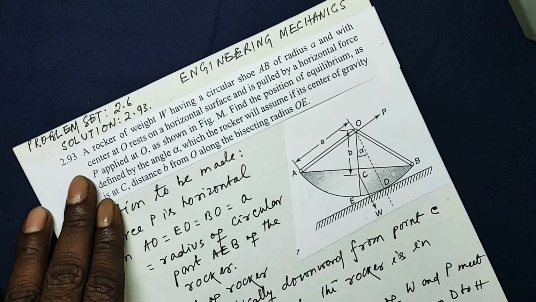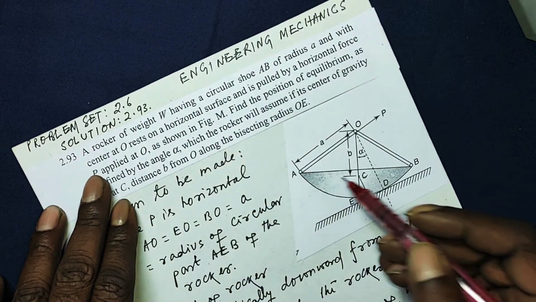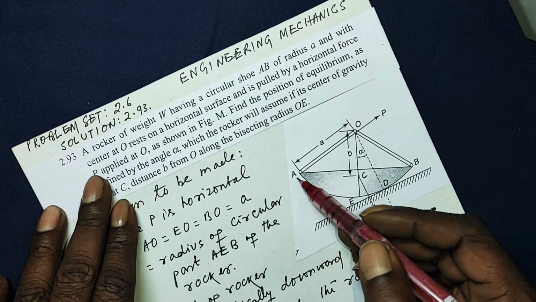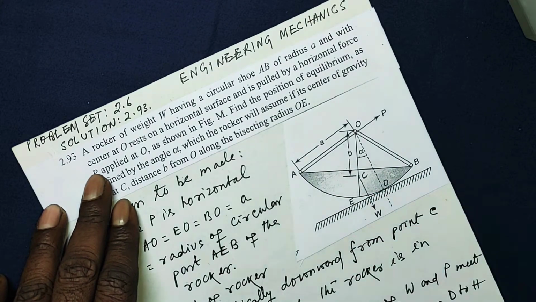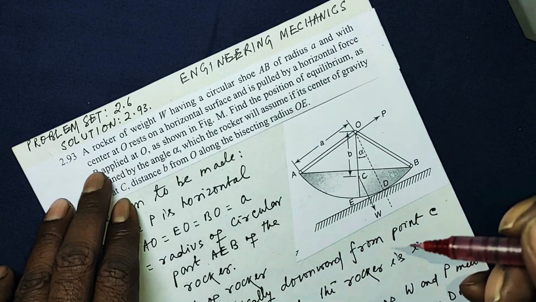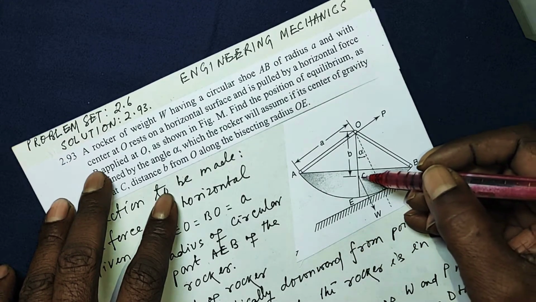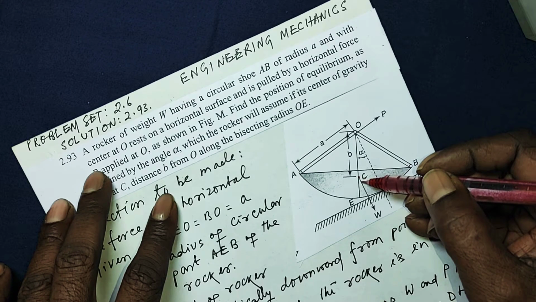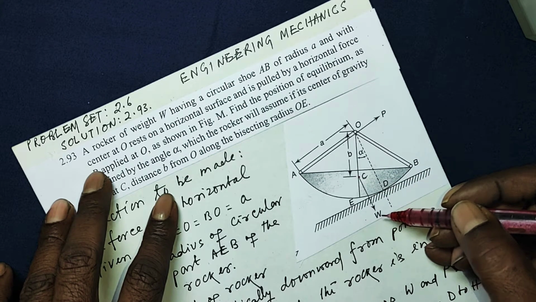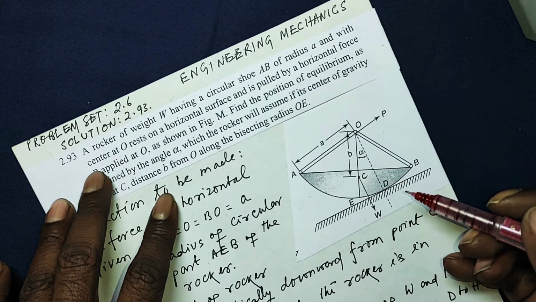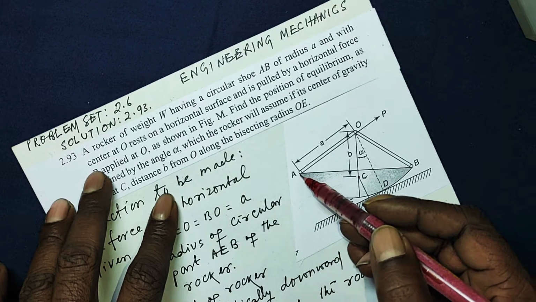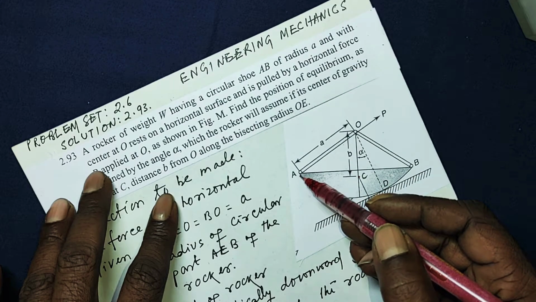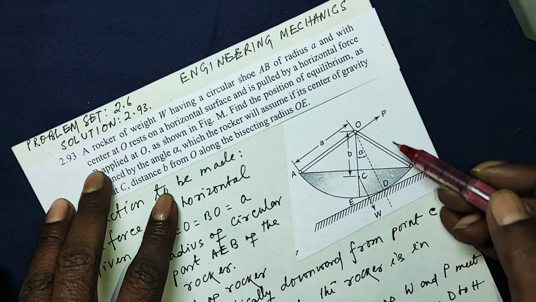As you can well see in the figure, this is a rocker. This dark portion is a rocker. You can sit on it and rock. And its weight is W. The point C is the center of gravity. From the point C, the weight is acting vertically downward. It has a circular shoe. This part is circular, and the center of this circular part is O.